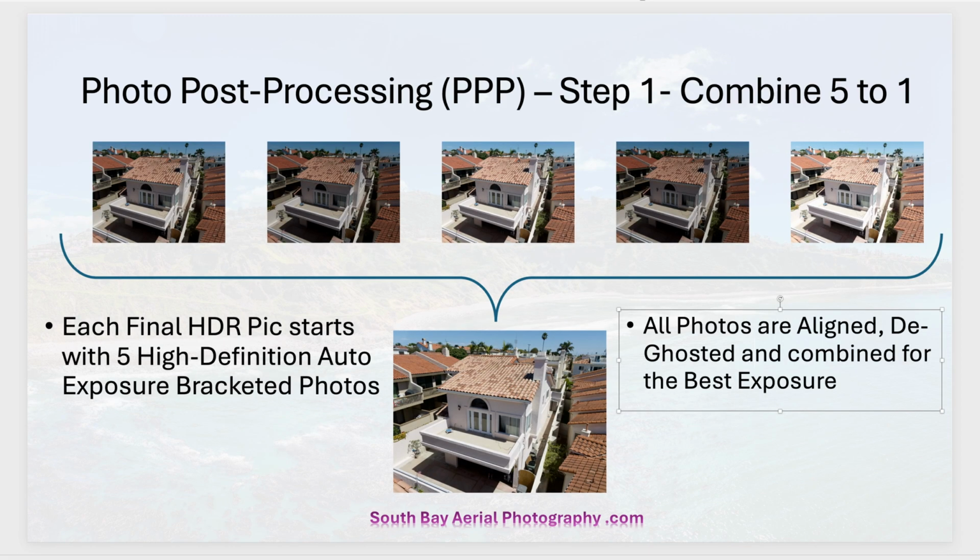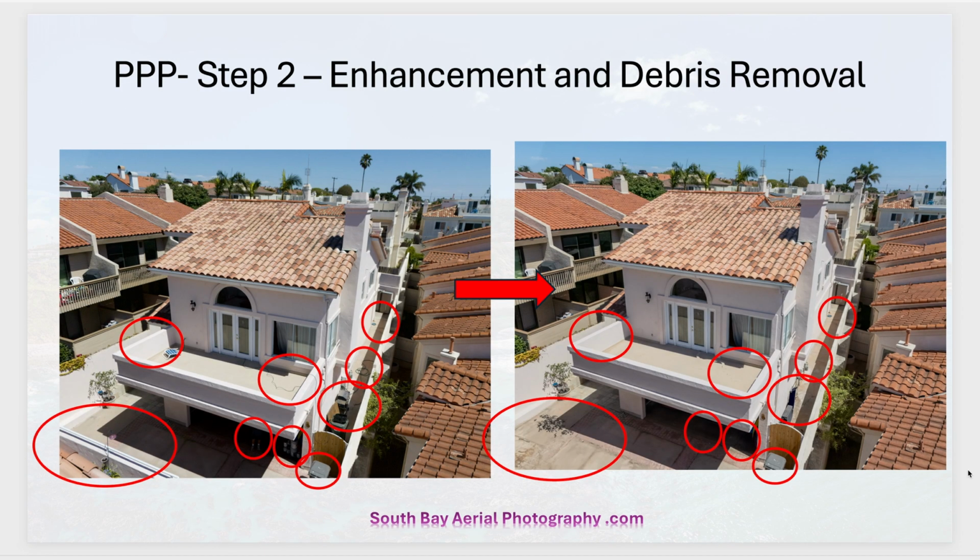This is photo post-processing step 1. Each final HDR pic starts with 5 high-definition auto-exposure bracketed photos, which are aligned and then deghosted and combined for the best exposure. Photo post-processing step 2 is enhancement and debris removal.